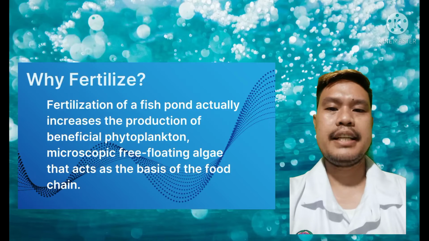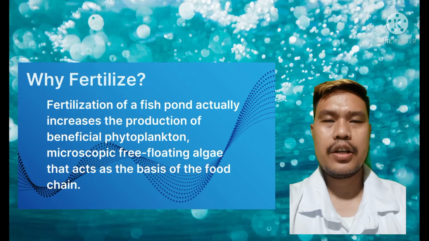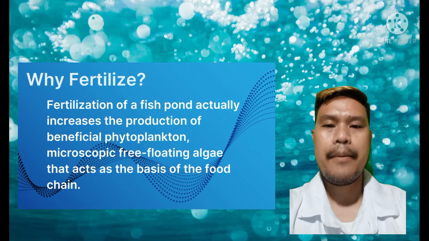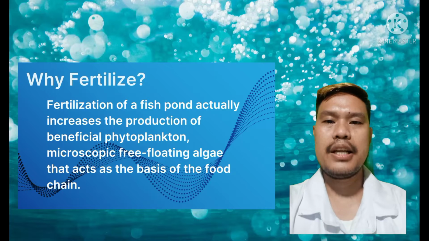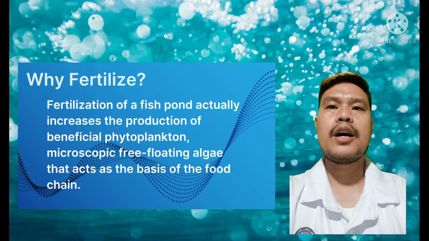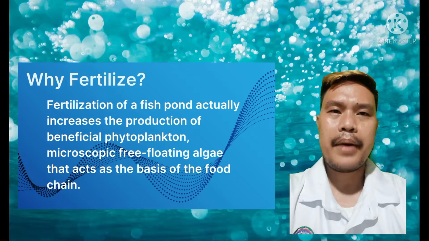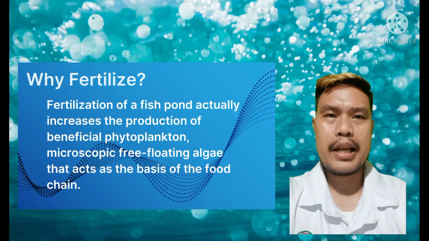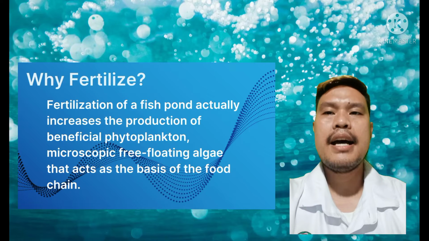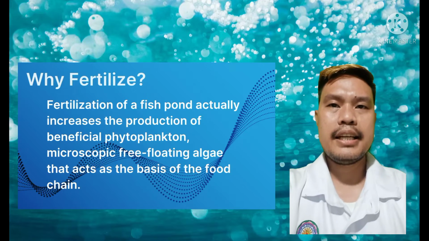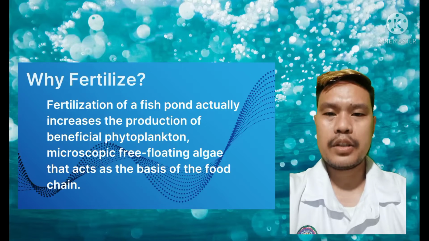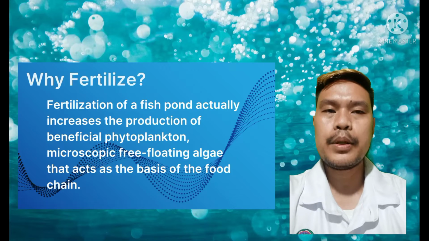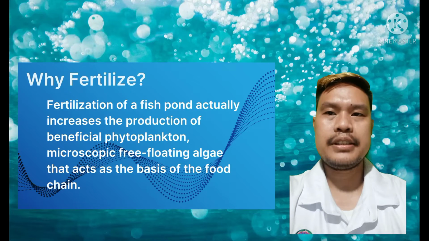Now, why fertilize? Fertilization of a fish pond actually increases the production of beneficial phytoplankton, microscopic free-floating algae that act as a basis of a food chain. By increasing the phytoplankton in the pond, more food items are available for smaller fishes. This increases productivity, thereby increasing the amount of harvestable fish. The harvest of a fertilized pond can be triple that of an unfertilized pond.